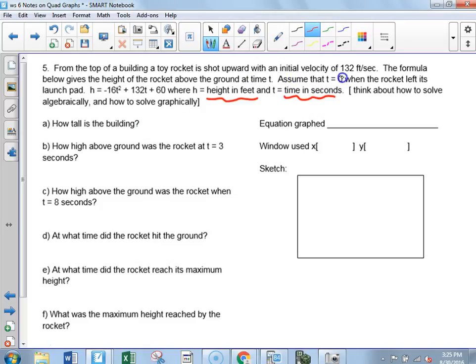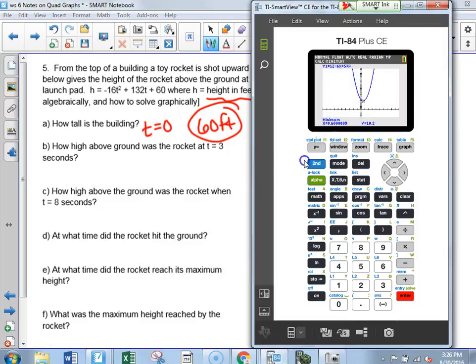It says at time t, the rocket left its launch pad, which is at the top of the building. Apparently it says from the top of a building. So you would put in t equals 0 and it would come out 60 feet. Now, you could just plug in t equals 3 and t equals 8, but I'm going to have us do it on the calculator because I want to save time and I want to talk about an appropriate window.